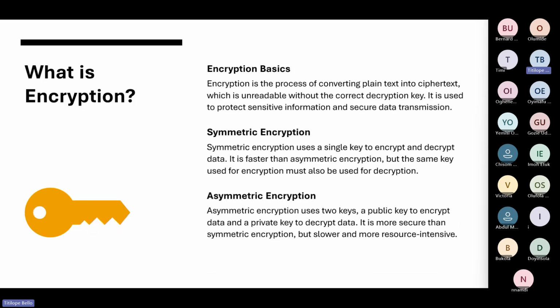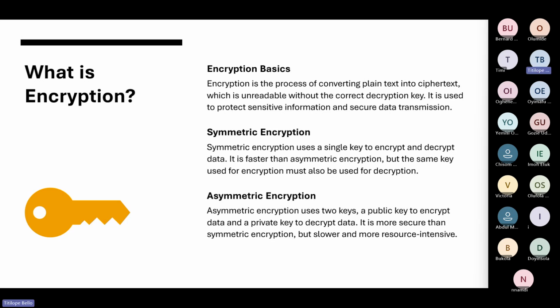So let's look briefly at what encryption itself is. Encryption is the process of converting plain text data into a ciphertext form. When you do this, what happens to the data is that it becomes unreadable.